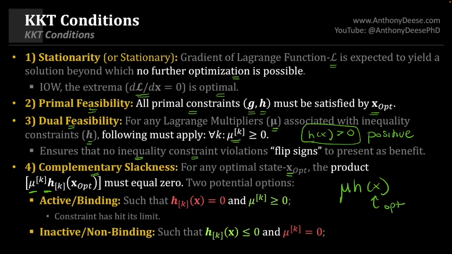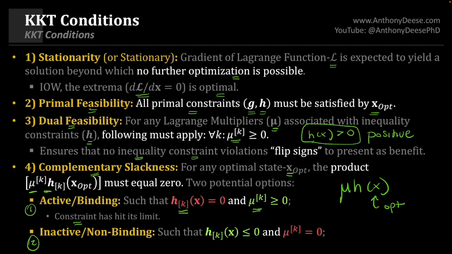And so we have two potential options. One can equal 0, or the other can equal 0, or potentially both. So let's talk about the first case, which is an active or binding constraint. For an active or a binding constraint, we're assuming, or we know, that h of x equals 0, and therefore its associated mu, a Lagrange multiplier, can be anything greater than 0. And this is telling us that the constraint has hit its limit. So let's say the constraint is on the maximum number of trucks you can use to ship something. You've hit that constraint. You're at the maximum number of trucks.